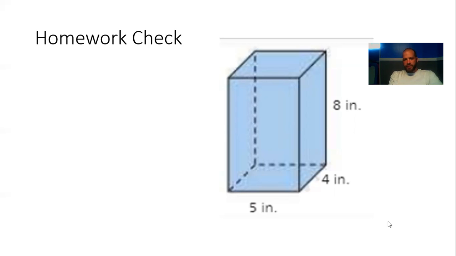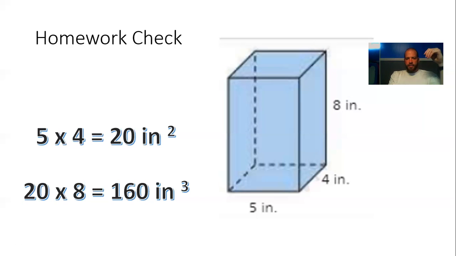We'll go with the base. The base is 5 by 4, right? So 5 by 4 is 20. That means the area of the bottom is 20. Then you're going to take that and multiply it by how high up and down that area goes, and the height is 8. So that's your math right there. 5 by 4 is 20, and that's area, so that's square inches. And then you multiply that by 8, and that gives you your volume.